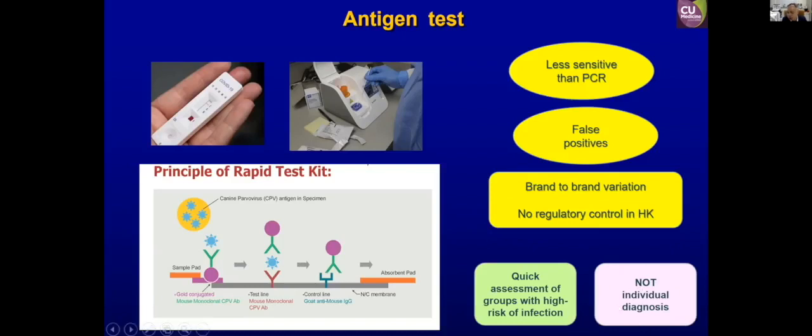Okay, in general, we do not recommend it for individual diagnosis, but it can be used to assess a group of people, for example, a building suspected of infection transmission. Then you can do antigen tests, and within 1 hour, you know what kind of problem you are facing. And for each individual person, you will have a PCR test to back up.